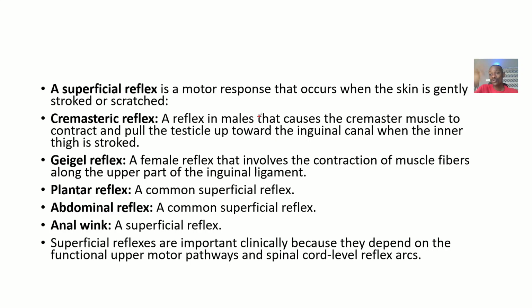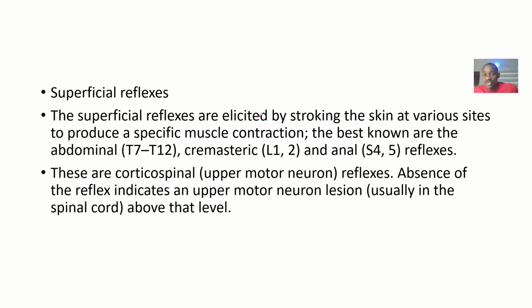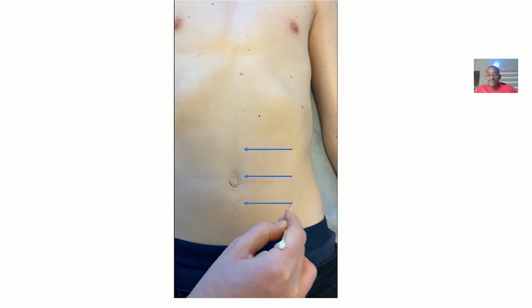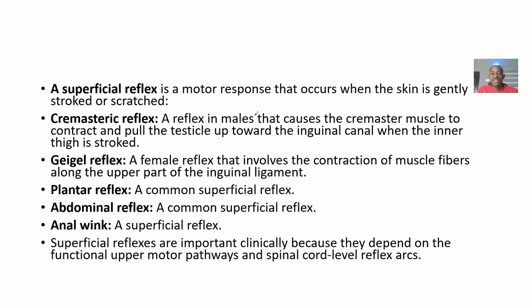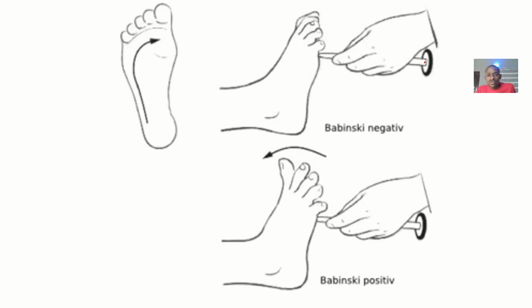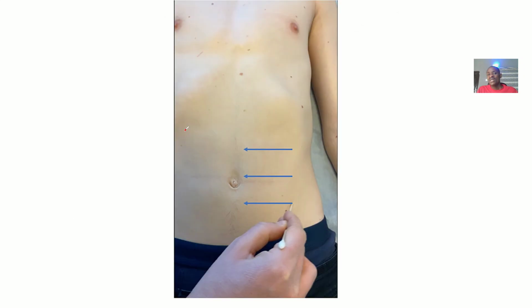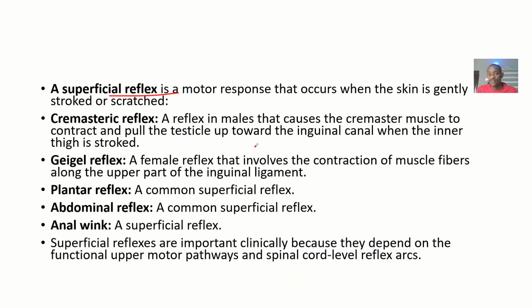We'll define the whole concept and talk about the different types of superficial reflexes that we have. So for the definition, a superficial reflex is a motor response that occurs when the skin is gently stroked or scratched. All right. So when you gently stroke the skin this way, you want to elicit the Babinski sign. Sometimes you might even just be touching like this, because you want to elicit some reflex.